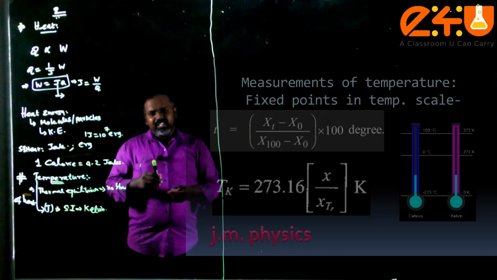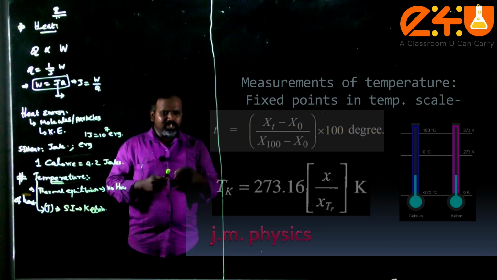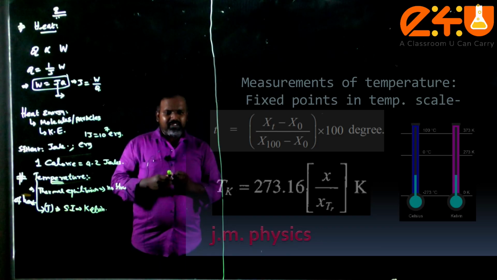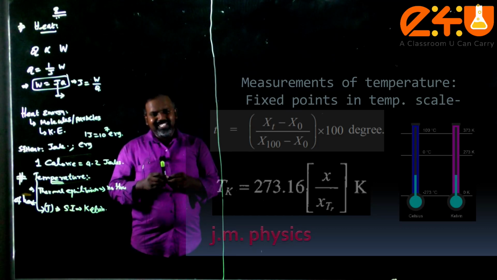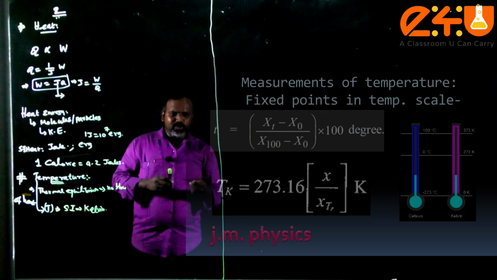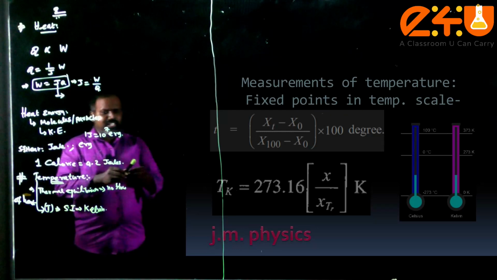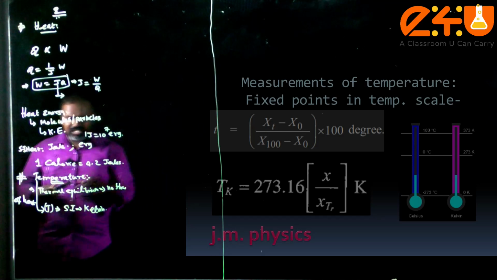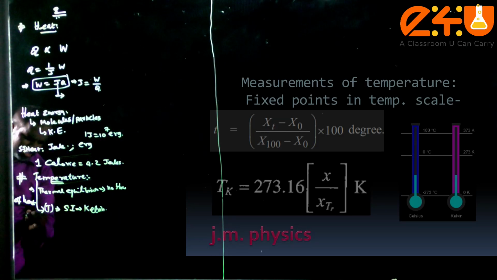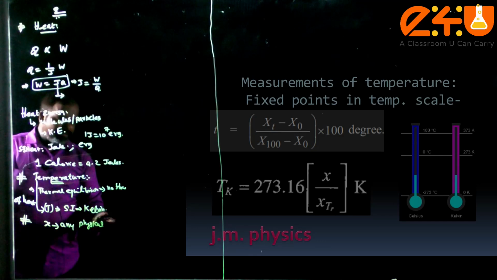So for any substance whose property, like its length, pressure, volume, resistance, etc., varies with respect to temperature, that property which gives a linear variation is used to design thermometers. For example, in mercury, there is a linear expansion of the mercury column, a one-dimensional linear expansion. So let us consider X to be any physical quantity of the substance.